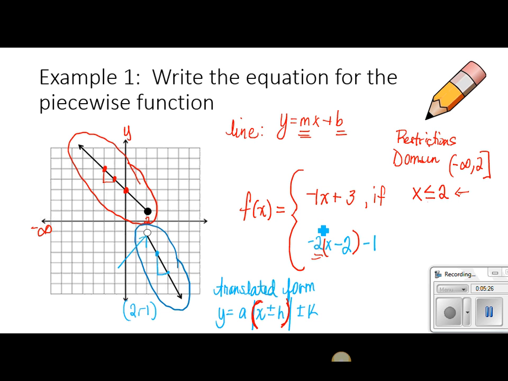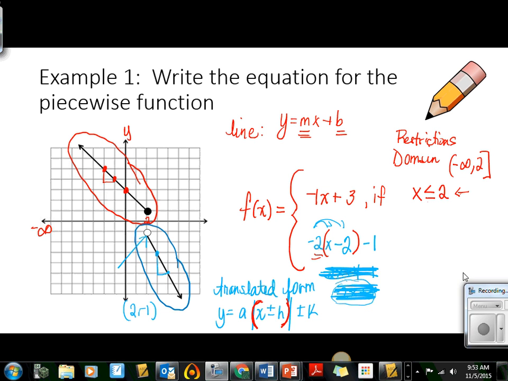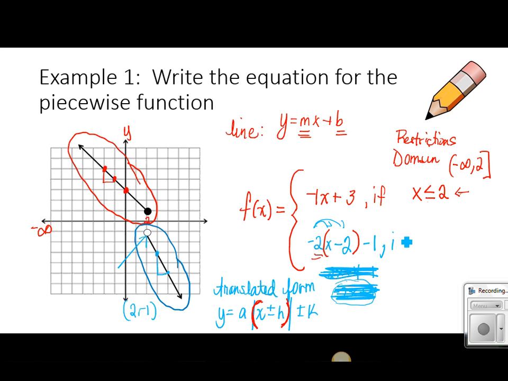Now if you want, you can distribute it. Get -2x plus 4 minus 1, -2x plus 3. This would be the y equals mx plus b form. But you don't need that. I'm telling you that if you can use the translated form to write the equation of a line, you do not need to use the y equals mx plus b form. So let's try to use the translated form from now on, because I think it might just be a lot easier. Now we also need to know what the domain of this function is.